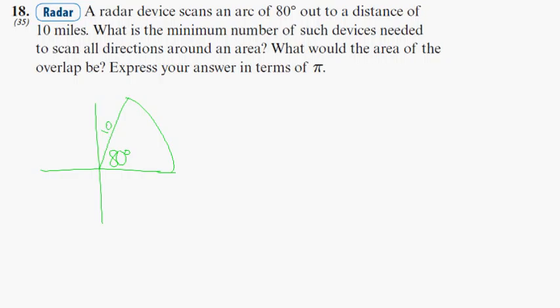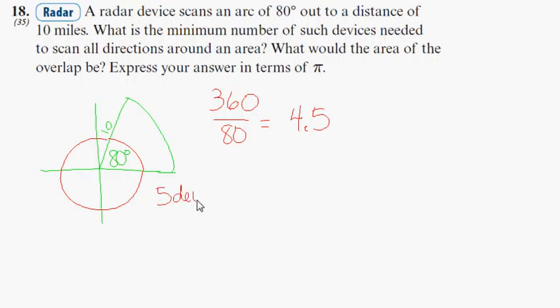In other words, how many of these 80-degree devices do we need to cover all of this? Well, there's 360 degrees, right? So 360 divided by 80, not too complicated, right? 4.5. So we need 4.5 devices. Well, what store is going to sell you half of a device? Not going to happen, right? So we need 5 devices to make sure that we're going to cover all of it, right? So 5 devices. I hope that is not too big of a stretch for anybody there.